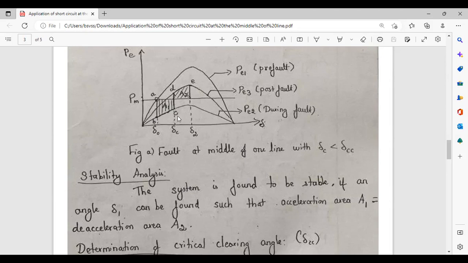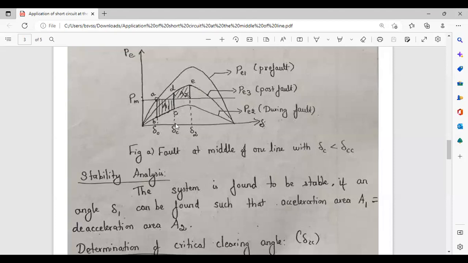Here the corresponding angle is del C. Del C is nothing but the clearing angle. That is, the fault has been cleared at this point. At this point, the corresponding rotor angle is mentioned as del C, and the corresponding time period to clear the fault is represented by TC. That is called the critical clearing time period. Now, since the fault has been cleared, the power value will increase from point C to point D, and finally the operating point will shift to point E.